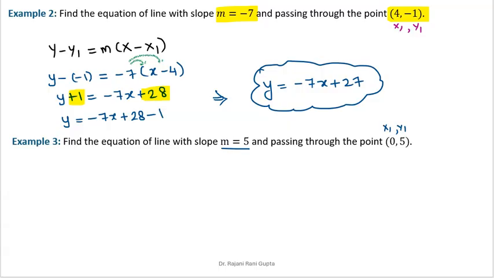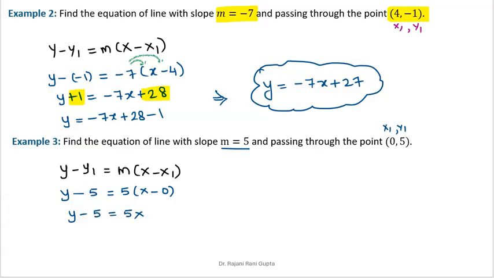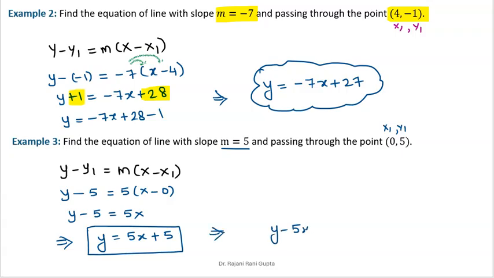Let's write the formula directly. y minus y1 equals m times (x minus x1), giving you y minus 5, since y1 is 5, and the slope is 5, x minus 0. So this gives you y minus 5 equals 5x. This gives you y equals 5x plus 5. This is your equation of line. You can also rewrite it as y minus 5x equals 5. Doesn't matter. Or you can also write it as y minus 5x minus 5 equals 0. All forms are okay, but if you keep it up to here, it's fine.